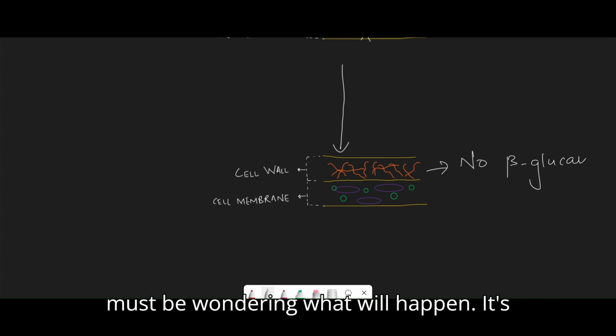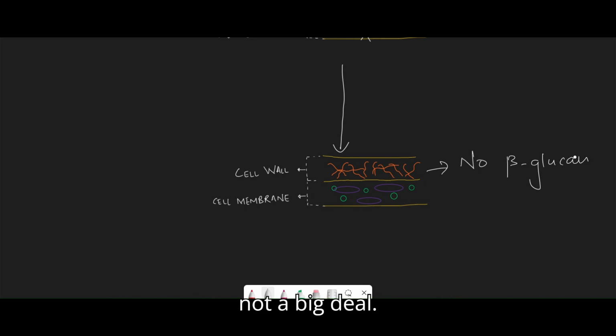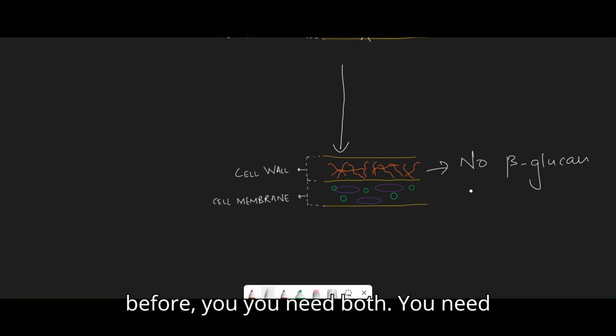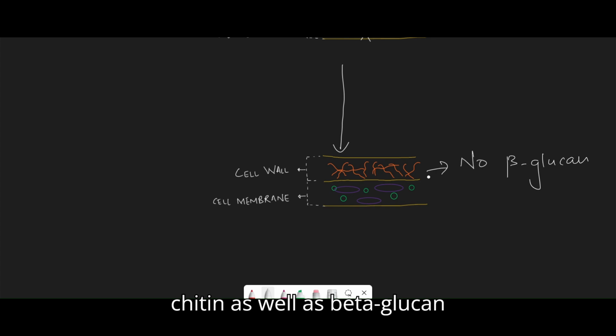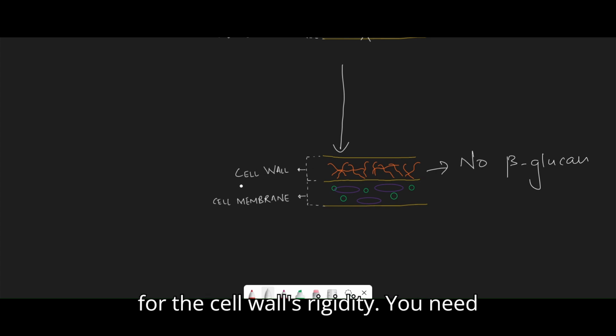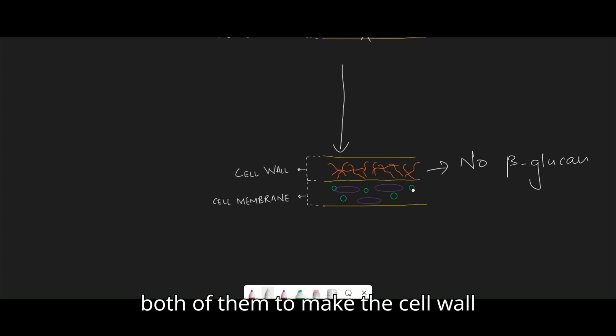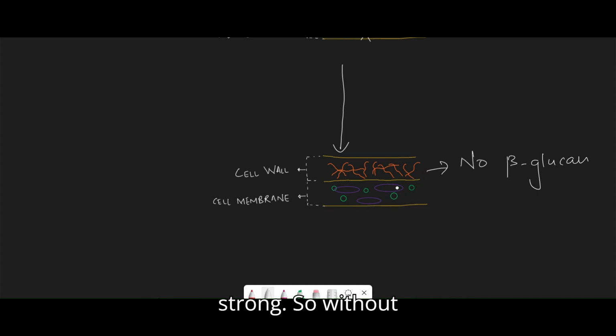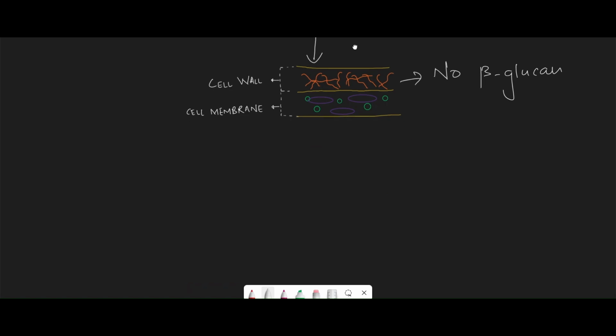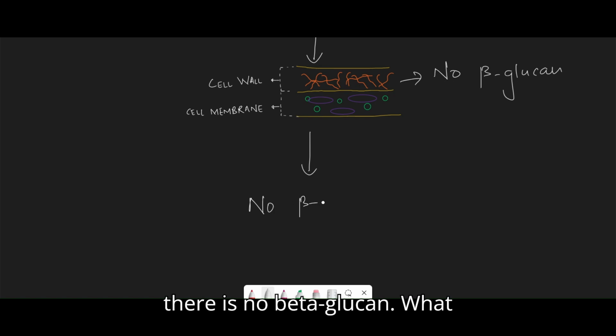Now we must be wondering what will happen. It's not a big deal. Well, it is a big deal. Like I said before, you need both. You need chitin as well as beta glucan for the cell wall's rigidity. You need both of them to make the cell wall strong. So without the beta glucan, there is no beta glucan.